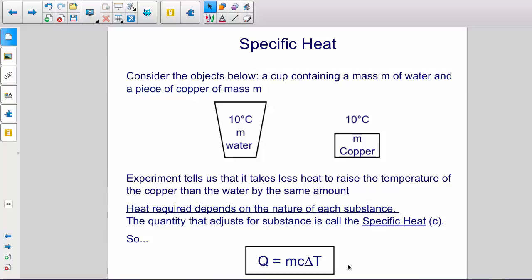So, heat required depends on the nature of each substance as well. And that quantity that tells us about the effect of the substance on the heat required, we call the specific heat. And we use for that a symbol C. So what we've ended up with is the heat required to raise a mass of a given substance by delta T is given by this equation. Q equals mc delta T.